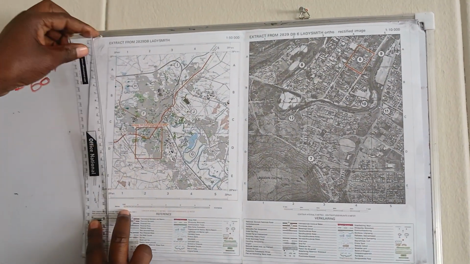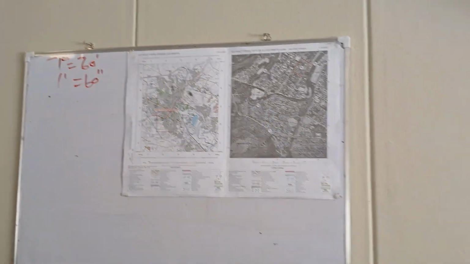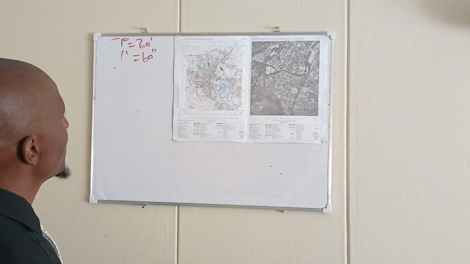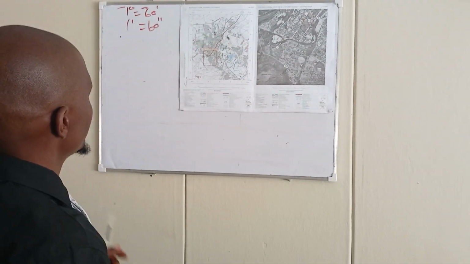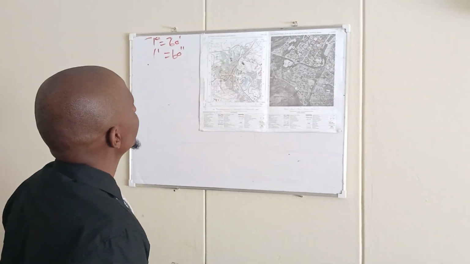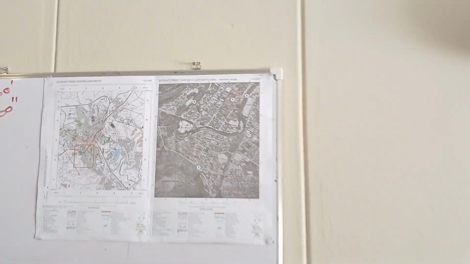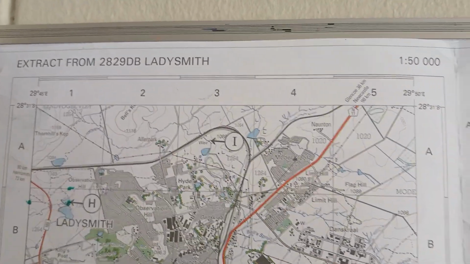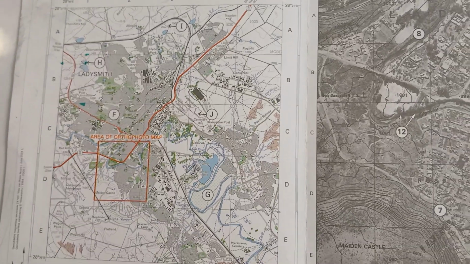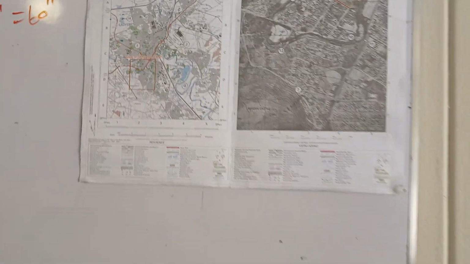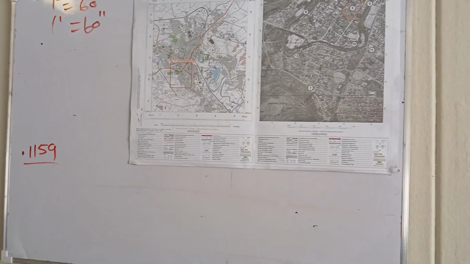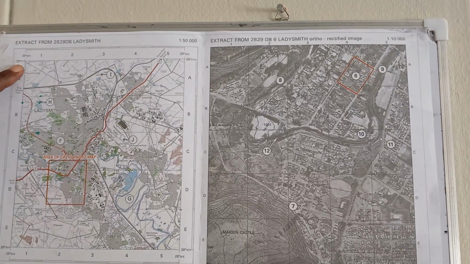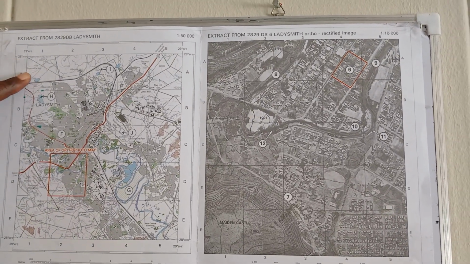I'm going to calculate one feature that is on my topographical map. I'm going to do the coordinates for that feature. I'm going to pick the spot height, this one, 1159. Spot height 1159. I'm going to write the coordinates of that spot height, degrees, minutes, and seconds. Remember, on this map, like I've already highlighted, it is shown in degrees and minutes. So the only thing that I'm going to calculate is the seconds.